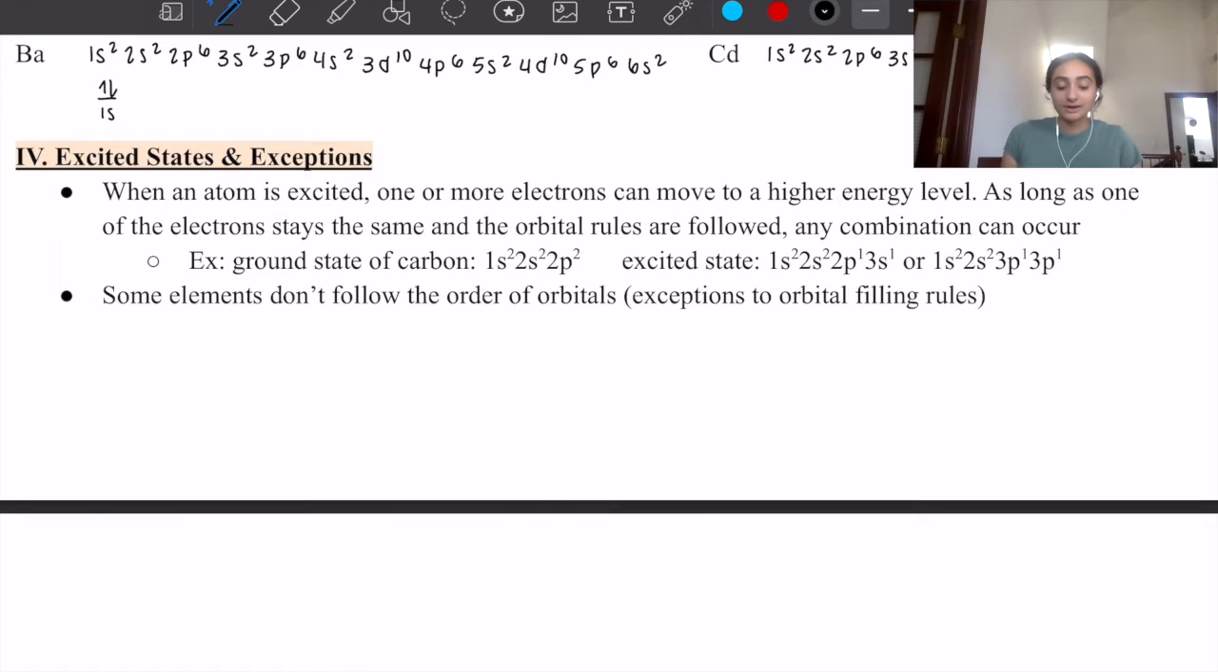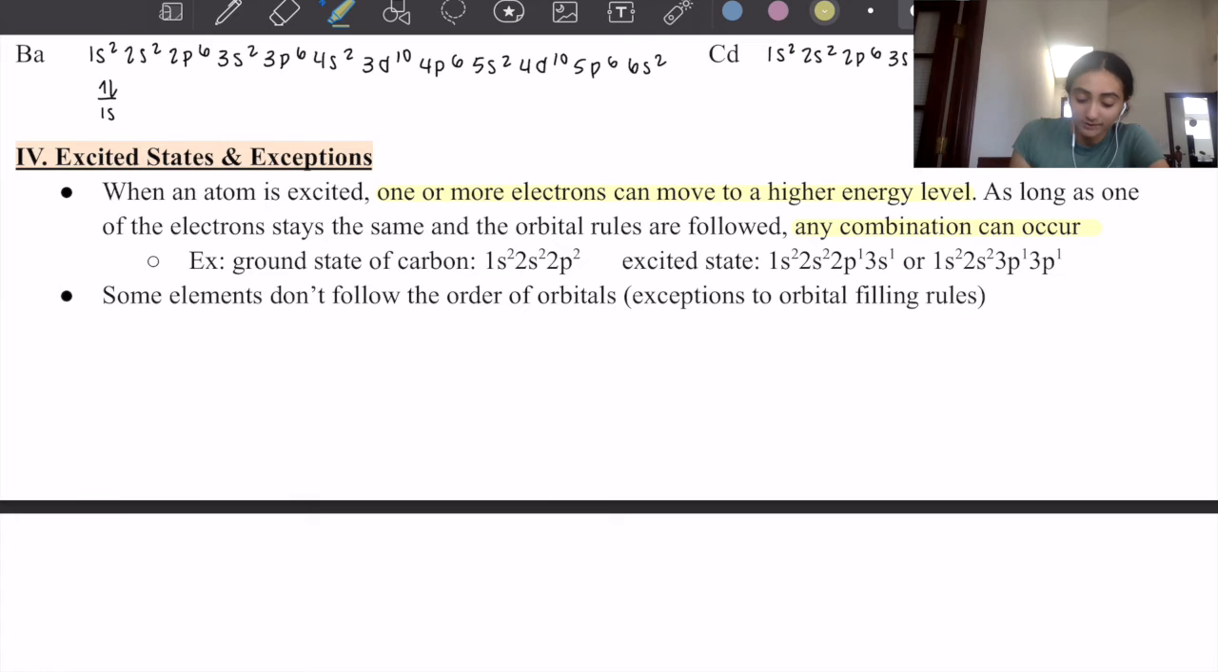So now we're going to talk about excited states and exceptions to electron configuration notation. When an atom is excited, one or more of the electrons can move up to a higher energy level. And this then changes the electron configuration notation to be different than what you would normally expect. So any combination can occur when an atom is excited, as long as the same orbital rules are followed.